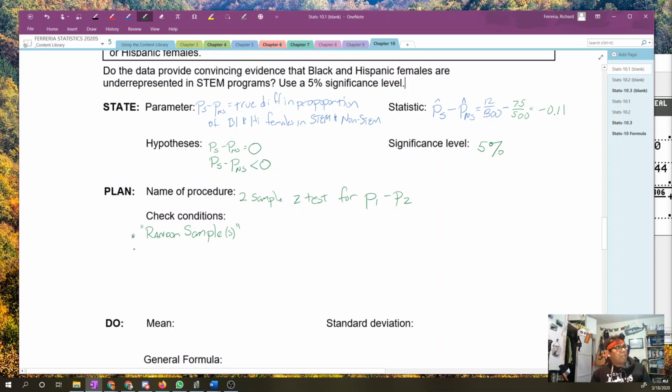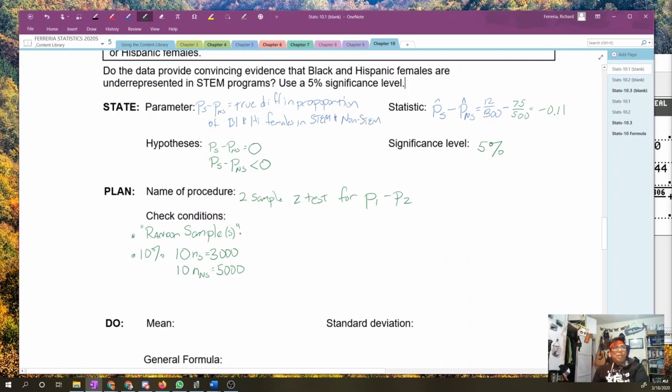The next part here is 10% rule. So 10% rule, our first sample was 300. So 10 times n_S is equal, I really shouldn't use that capital N, I should use a lowercase n. 10 times n_S is equal to 3,000. And then 10 times the number of non-STEM, that's equal to 10 times 500, or 5,000.